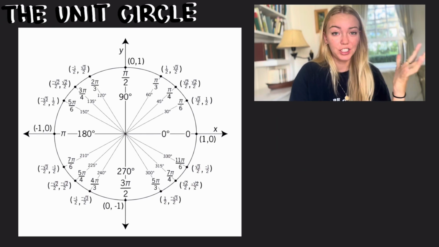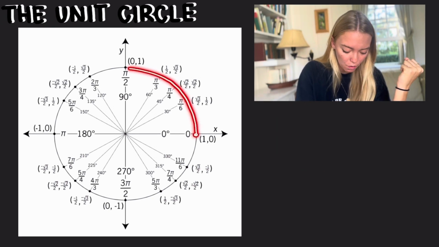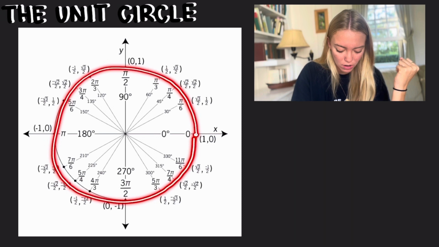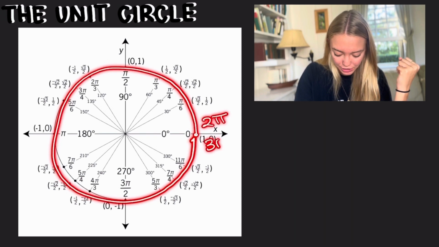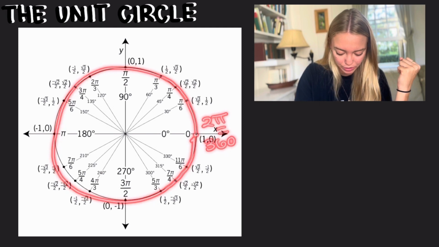You win. So again, if you start here and you go all the way around the unit circle, that takes 2 pi radians and 360 degrees. These two are equal to each other.